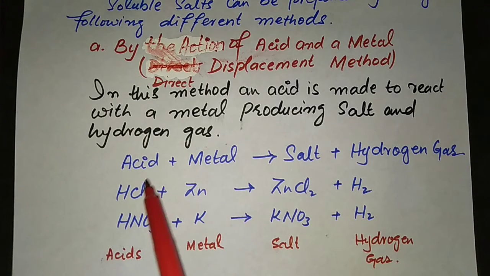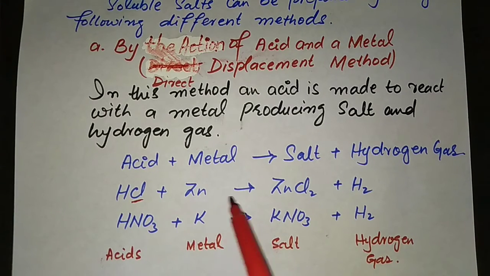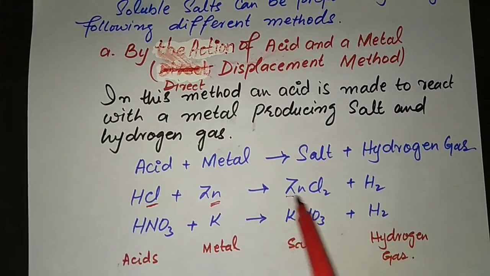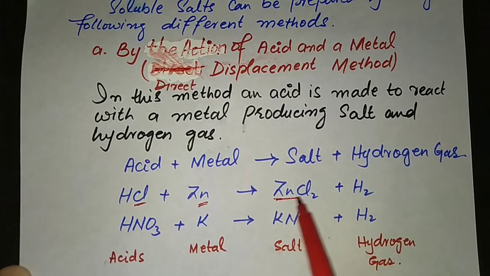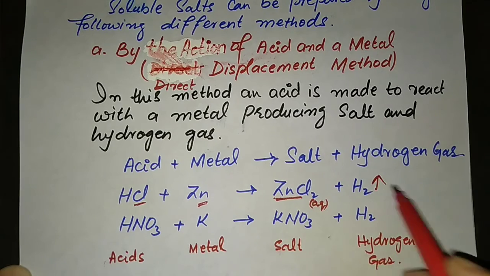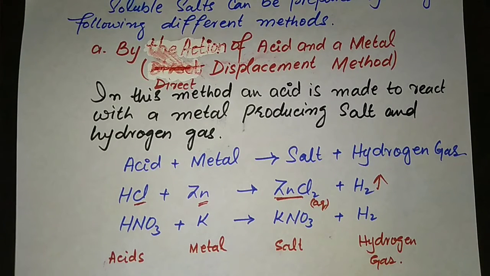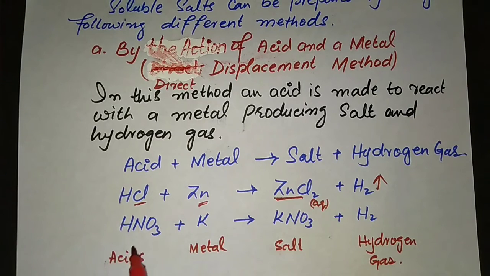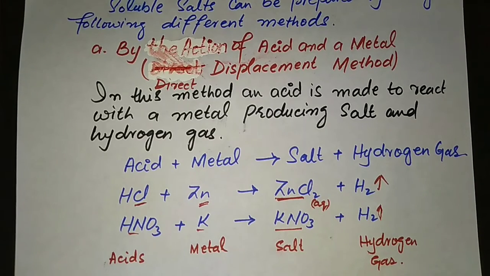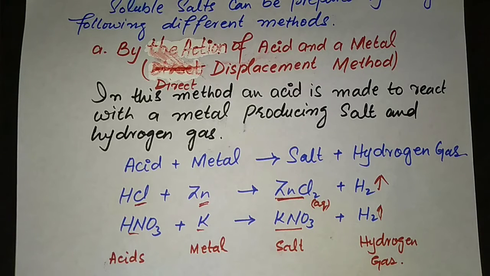In this experiment, an acid, usually a dilute acid, is made to react with a metal, and as a result, salt and hydrogen gas are produced. The salt is in the aqueous dissolved form, whereas hydrogen gas is liberated in the form of gas. Similarly, there is another example: nitric acid, when it reacts with potassium, produces potassium nitrate and hydrogen gas. This is the first method, in which acid is made to react with metal and produces salt and hydrogen gas.